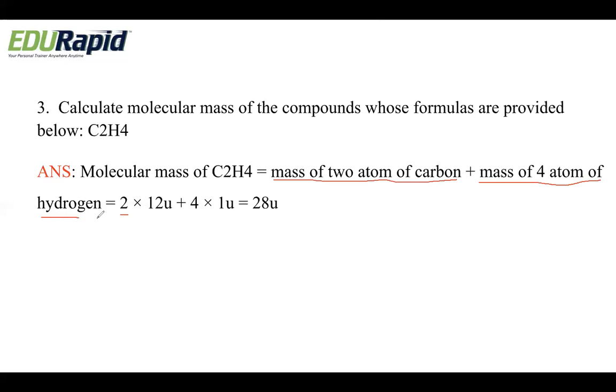We have 4 hydrogen. So let us multiply 2 with 12 because the mass of carbon is 12 here. So 12 into 2 plus 4 into 1, because the mass of a hydrogen atom is 1. So what do you get as the answer? It is 28 units. So the molecular mass of C2H4 is 28 units.